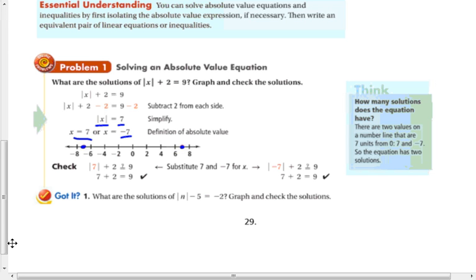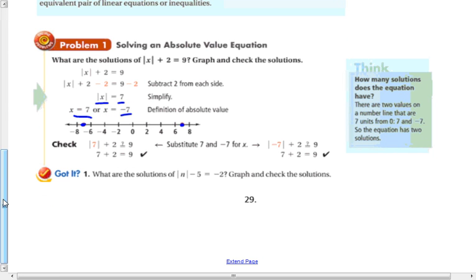So go ahead and try that. Let's make a number line here. I'll actually make a little bit better number line.